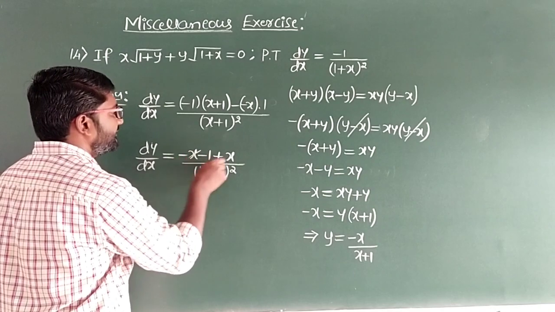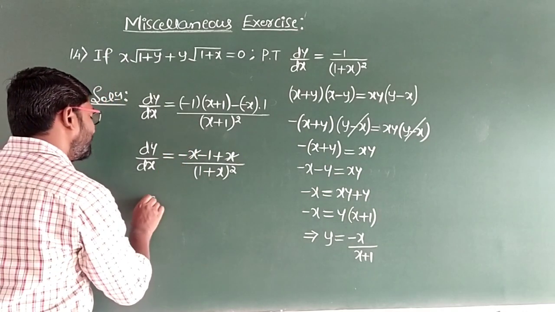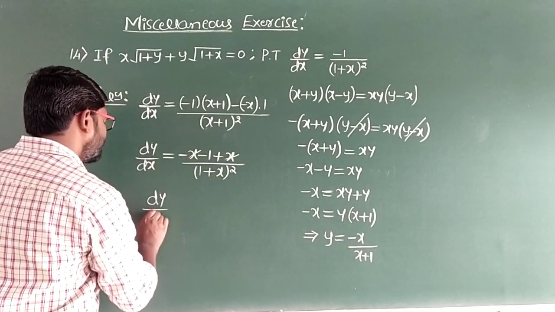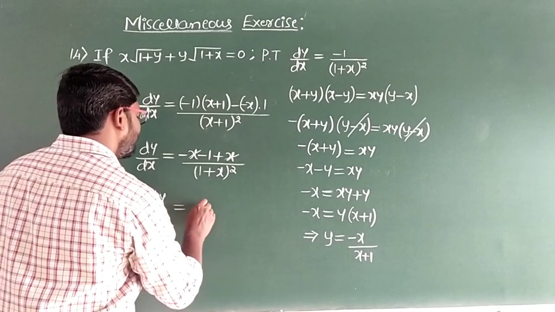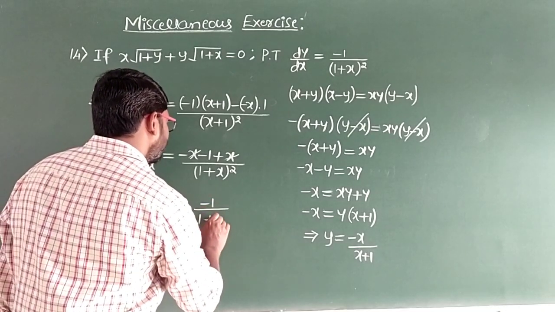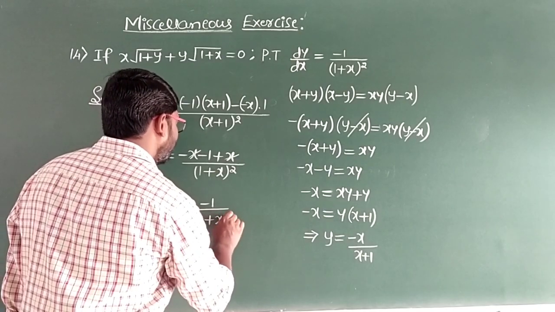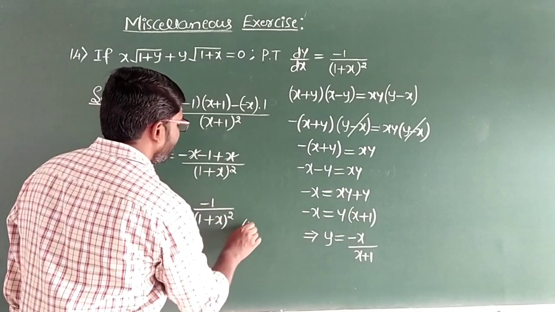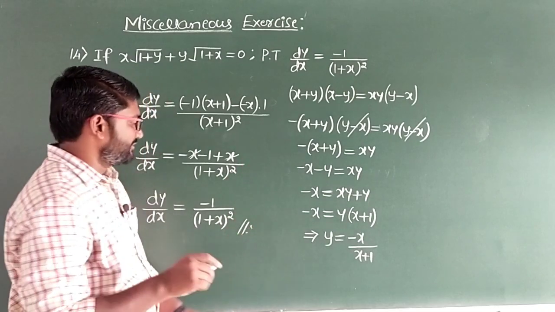So here minus x and plus x cancel. We have dy by dx equals minus 1 divided by (1 plus x) the whole square. So this is the required answer for the question.